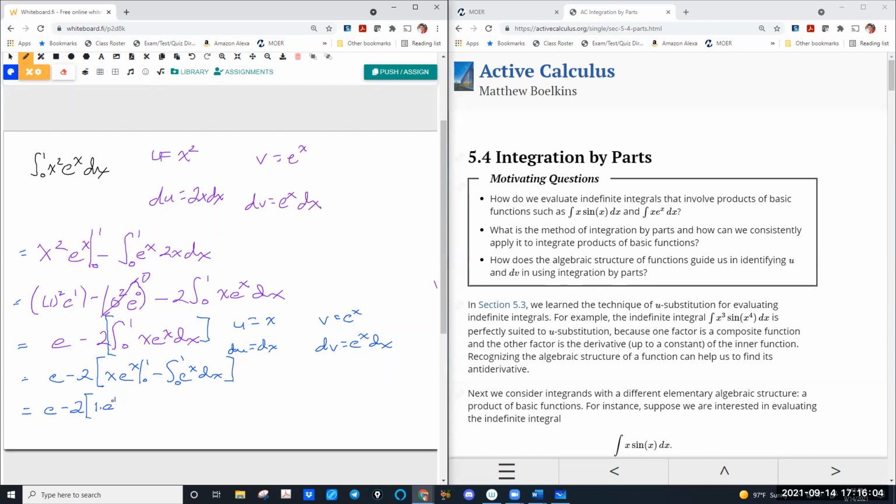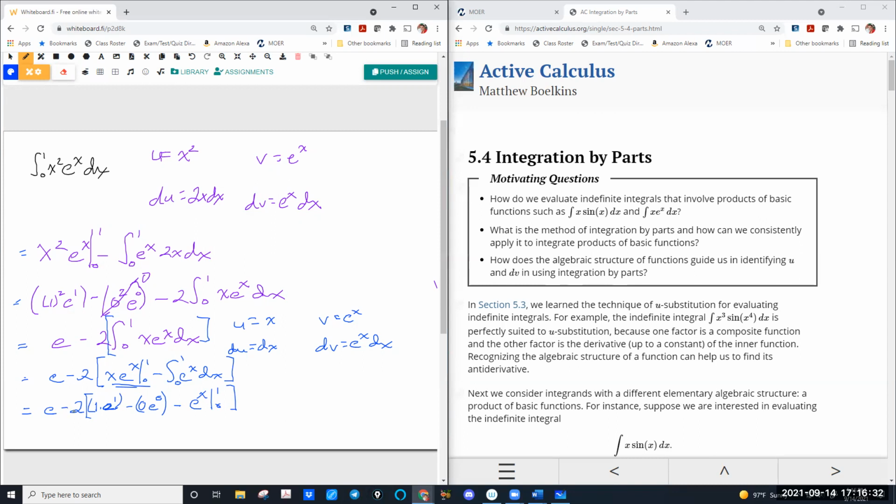1 times e to the 1. That looks a little more like an e. Minus 0 times e to the 0. Okay, that's doing our fundamental theorem on this part here. Minus, we know the antiderivative of e to the x is e to the x from 0 to 1. So I still have to incorporate my limits one more time.